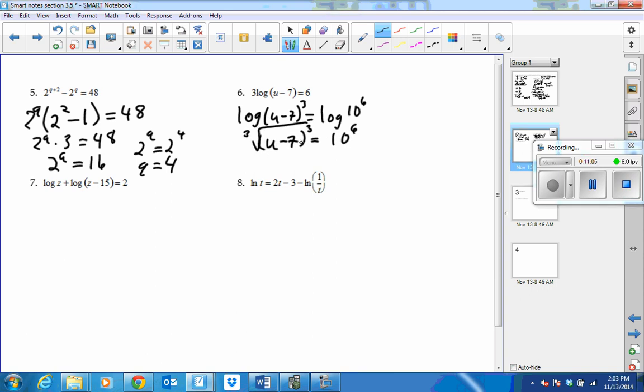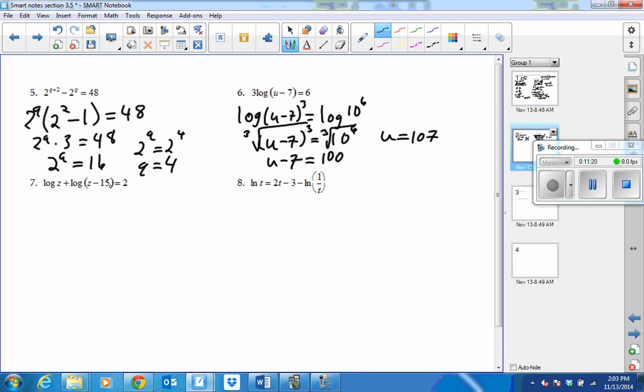Now if I cube root both sides, I get u minus 7 equals the cube root of 10 to the 6th, which is going to be 10 squared. So that's going to be 100. Therefore u is going to equal 107.